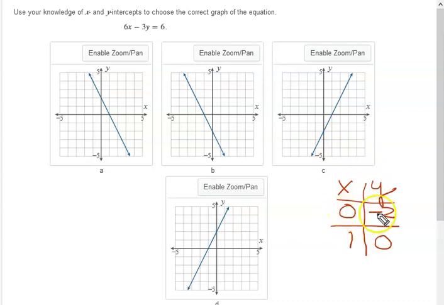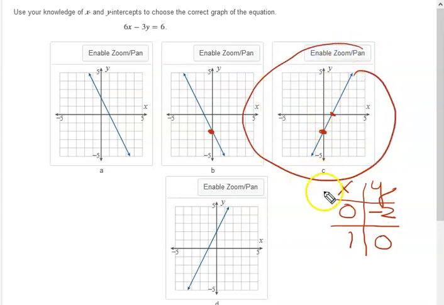So what is the x and y-intercept on a graph? Well, 0, -2. We have it here, and we have it here. But what is our x-intercept? It's a +1 there. So our answer then is letter C, using our understanding of the x and y intercepts.